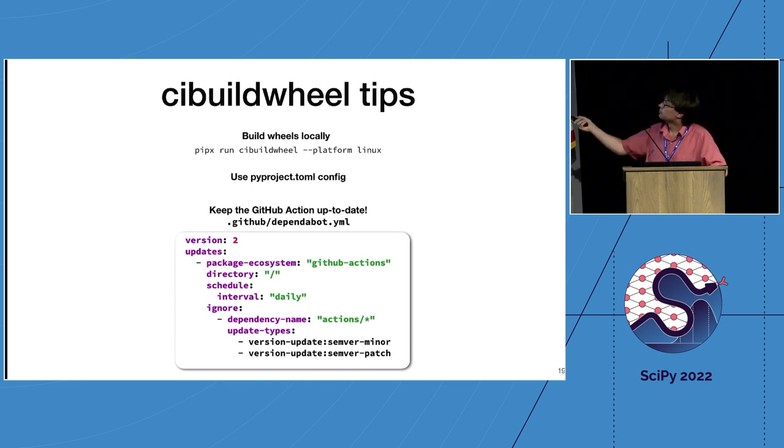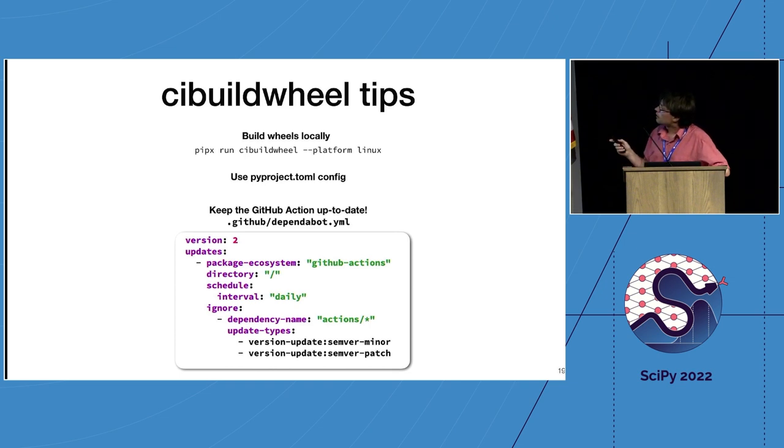And then you just run this. I highly recommend using the static configuration, the pyproject.toml configuration, rather than environment variables, because that really helps you run locally. That allows you to switch between CIs without changing things, and you don't have to stick a bunch of stuff in your CI scripts.